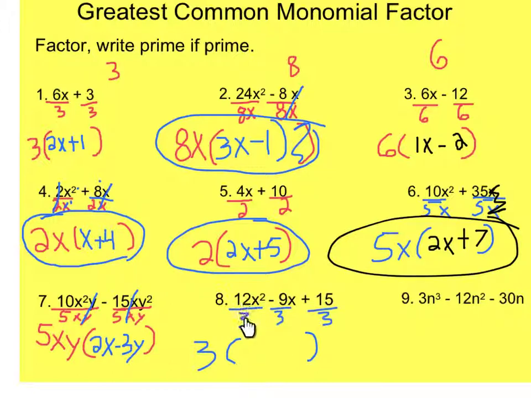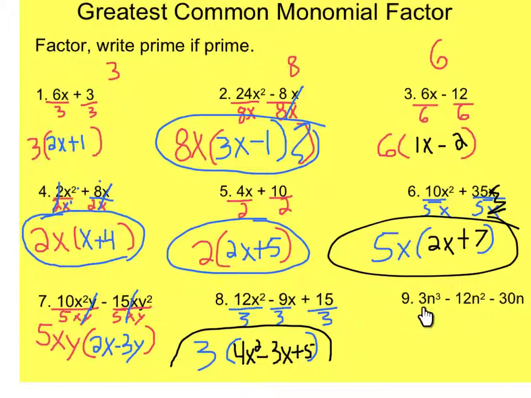So 12 divided by 3 will give me 4, and then the x squared will stay with it. Then I have 9 divided by 3 gives me minus 3, and the x stays with it. 15 divided by 3 gives me 5, and it's positive, so I'll say plus 5. There's my answer. Last one.